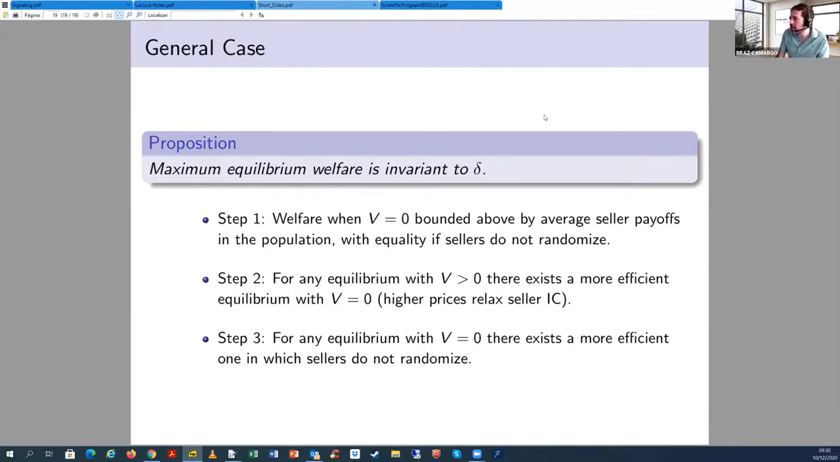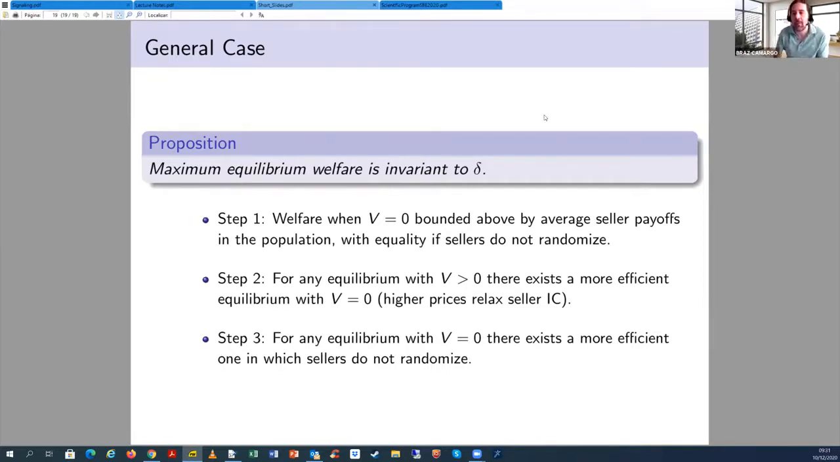The second step in the proof is to show that for any equilibrium with V positive, I can find a more efficient equilibrium when V is equal to 0. And finally, the third step is that for any equilibrium with V equal to 0, I can find a more efficient equilibrium in which sellers do not randomize. These three steps together lead to the result that you maximize welfare with an equilibrium with V equal to 0, and sellers do not randomize.